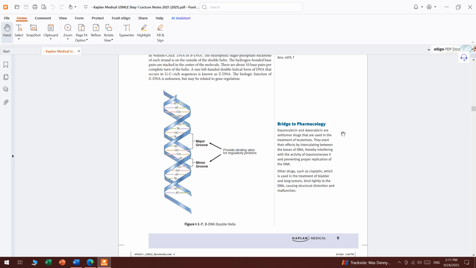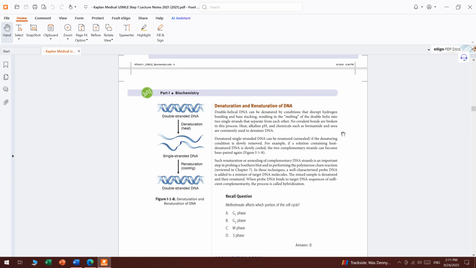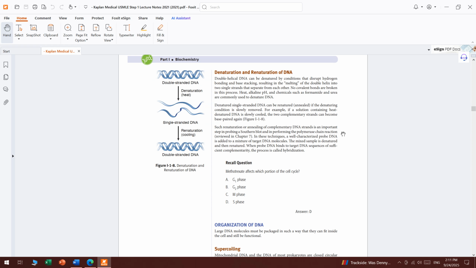Denaturation and renaturation of DNA. The double helical structure of DNA is not entirely rigid. It can undergo reversible separation of its two strands, a process with significant biological and experimental implications.